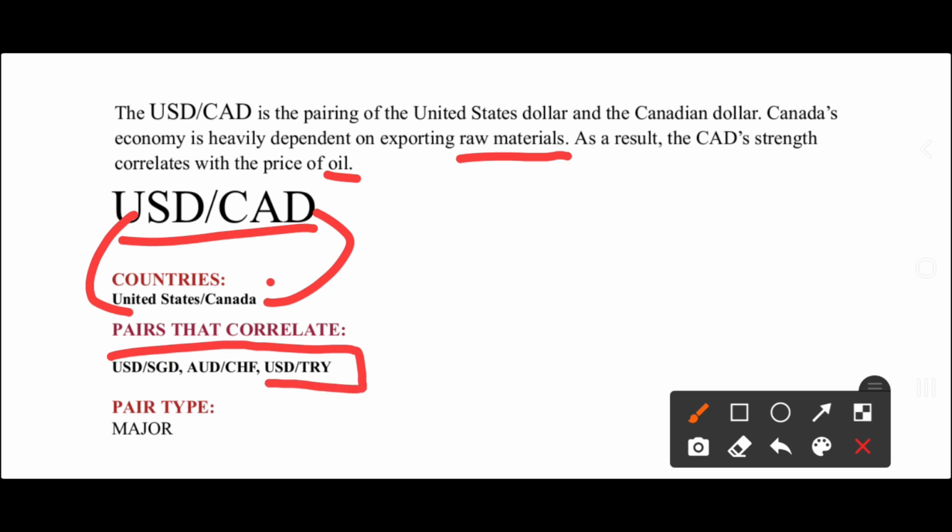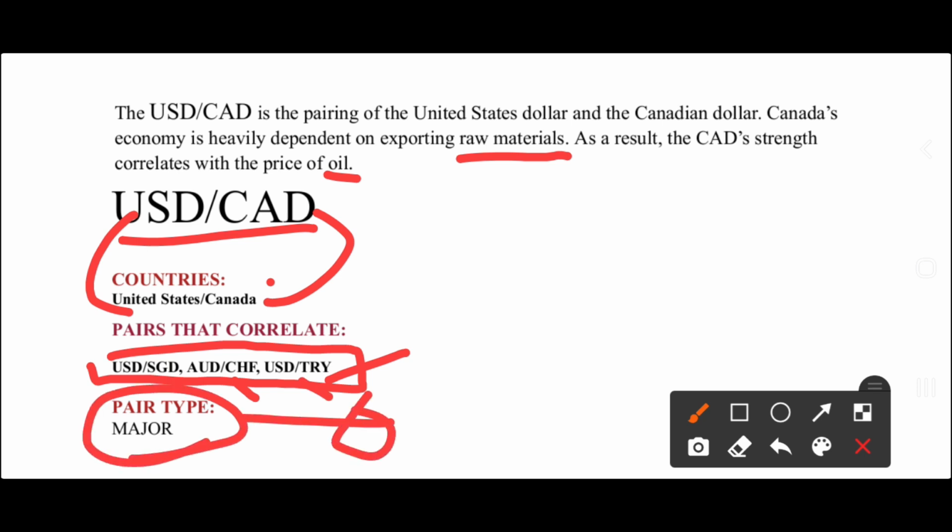So the pairing is the United States dollar against the Singapore dollar, but now this is an emerging pair. You don't even have to go for it, like I told you, and even USD/TRY, the Turkish lira. So now this is USD/CHF and USD/TRY. The pair type is a major currency. It also carries a low spread and is nice to trade normally.